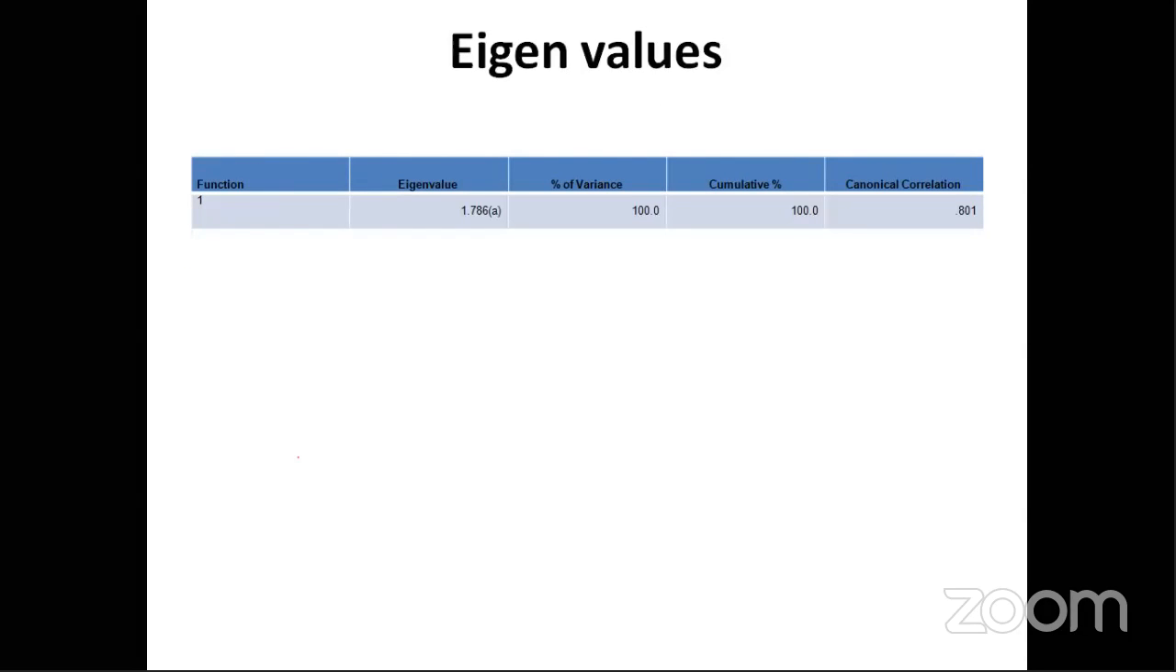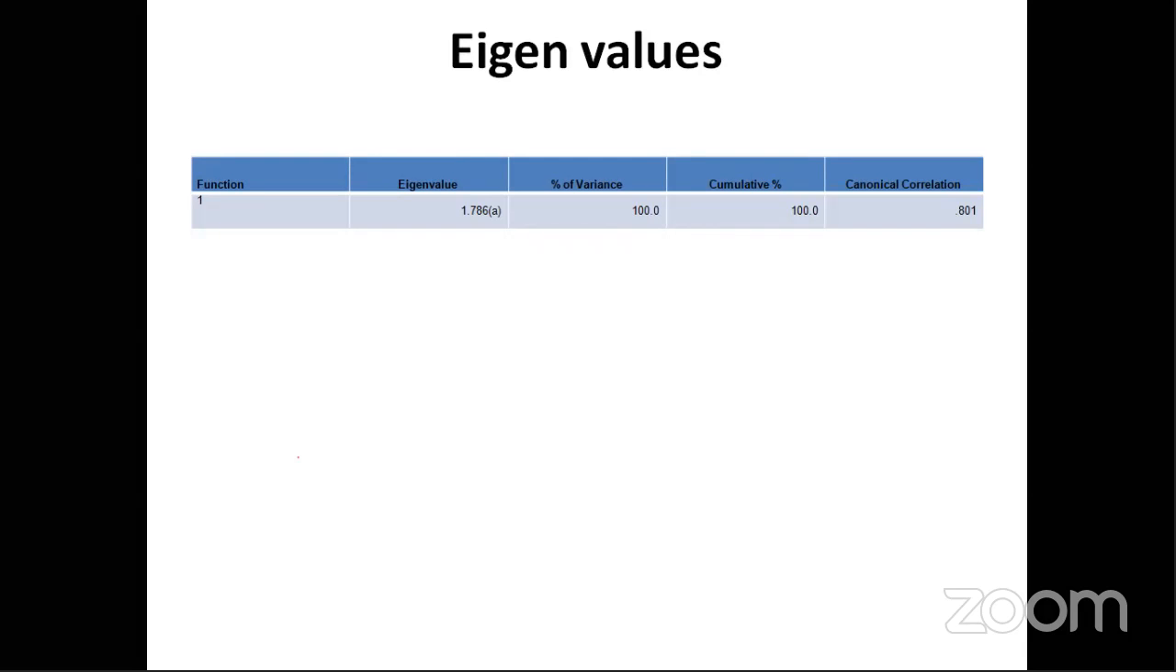Next, as I told you, at the time of the discriminant analysis, we have to estimate the eigenvalue for each function. We have to estimate the canonical correlation also. And we discussed that the discriminant function will depend on the number of groups you have in the dependent variable. But in our case, we have only two groups.